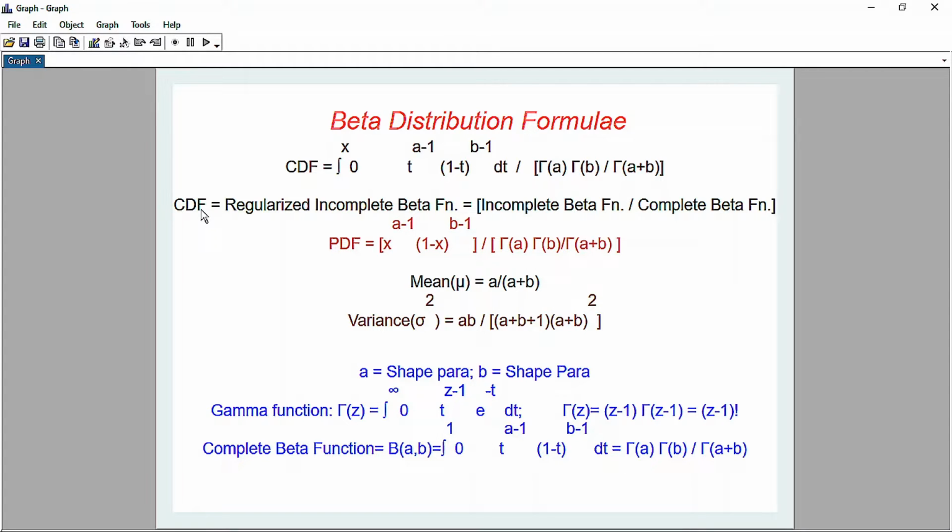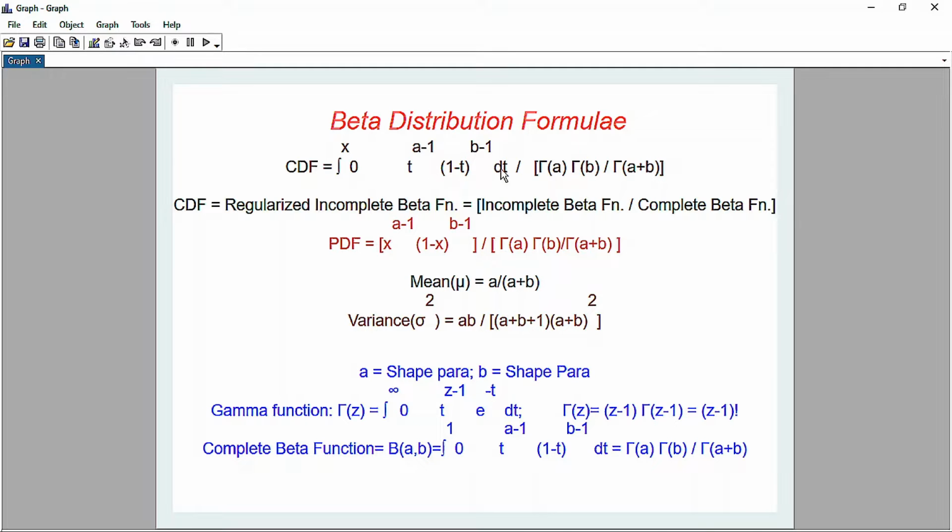Similarly, the CDF of the beta distribution is actually a regularized incomplete beta function. So when we divide the incomplete beta function by the complete beta function, that is what we mean by the regularized incomplete beta function, and this term is our complete beta function. When we divide the incomplete beta function by the beta function, we get the CDF, and this is incomplete because we integrate it from 0 to x only. If we integrate it from 0 to 1, it is the complete beta function.